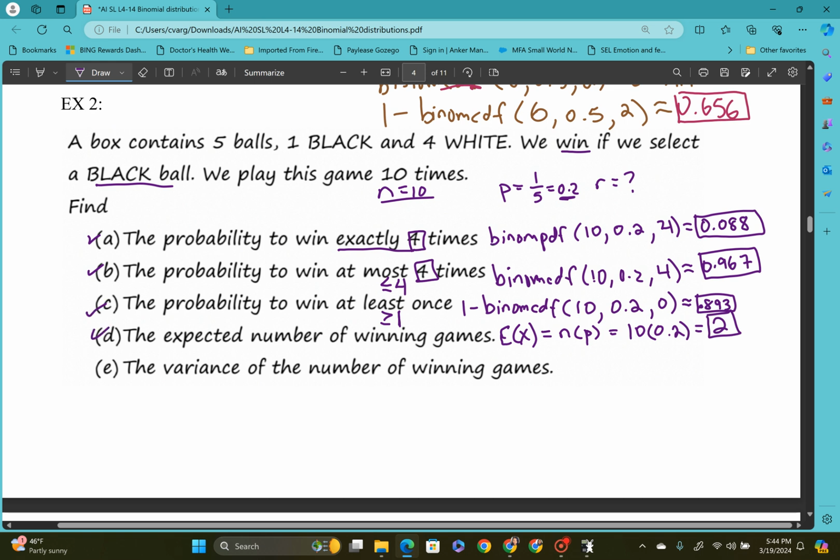And then the variance. Okay, so the formula for variance of x is going to equal np times 1 minus p. Okay, so this is just plugging things in. So our n is 10 again. Our p is 0.2, my bad. And then our 1 minus p, so 1 minus our p again, is 0.8. You plug all of this into the calculator, you hit enter, and you're going to get 1.6 as your answer. Okay, all right, so that is letter E.